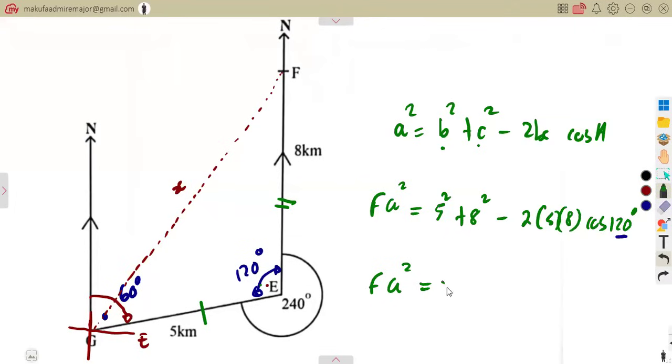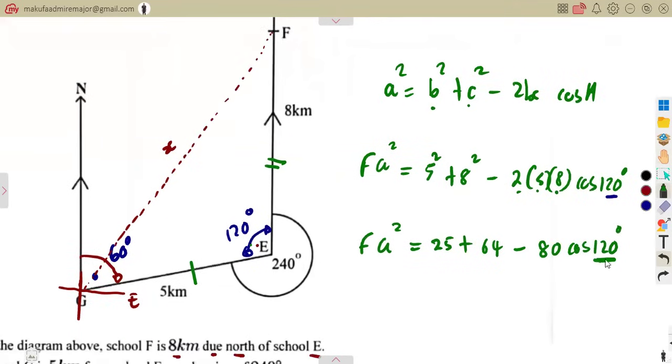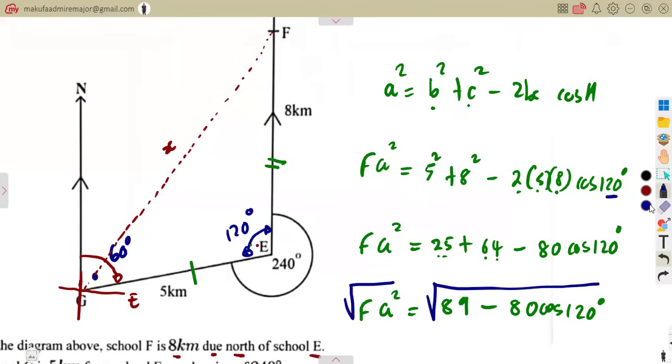So just simplify 5 squared, which was going to be 25, 8 squared, 64, minus 2 times 5, which is 10, times 8, which is 80, cos 120 degrees. Like I said, you were supposed to be given the value of cos 60, then you relate it to that one. So since you're not given, just simplify this, add these two. That'll be 89 minus 80 cos 120 degrees. So under exam condition, because you do not have these values, you just introduce your square root there. So you're going to have your FG as the square root of that part.